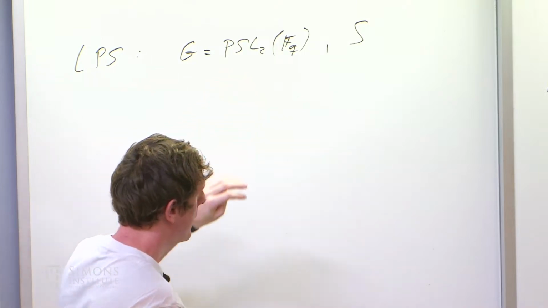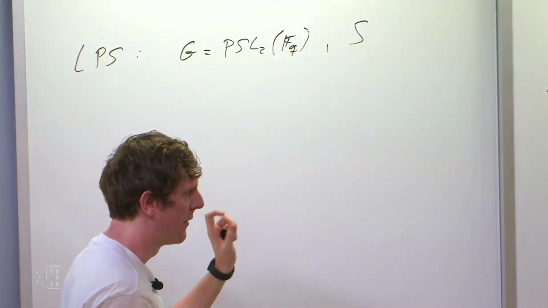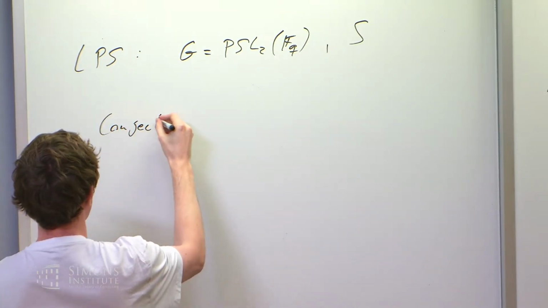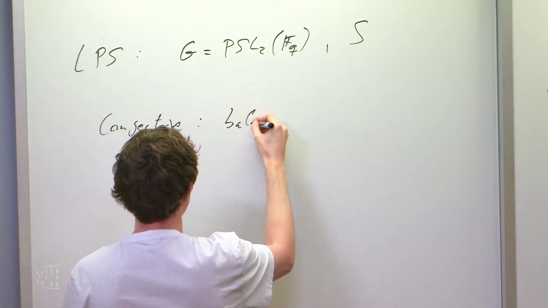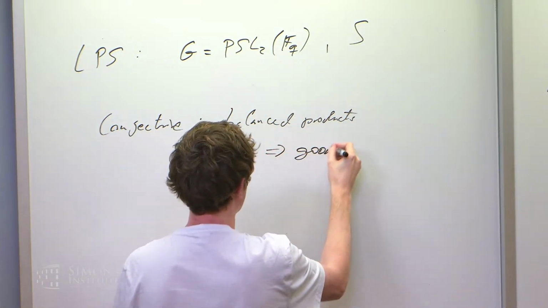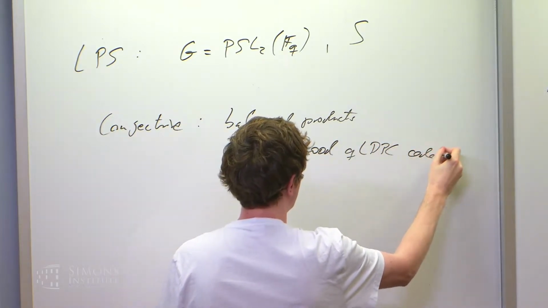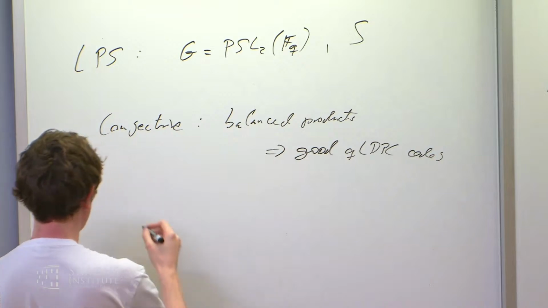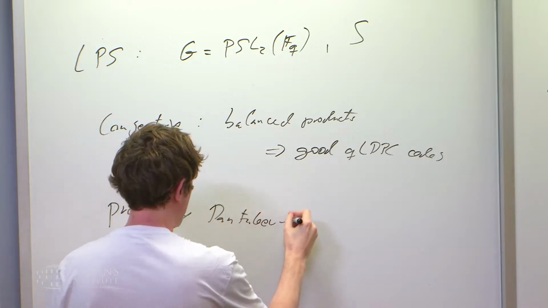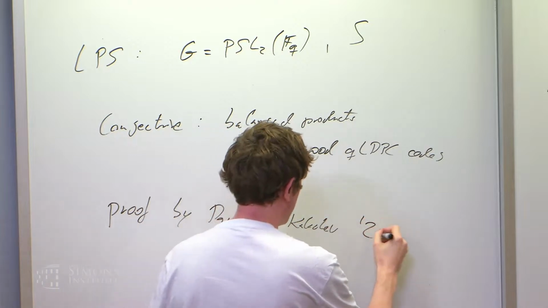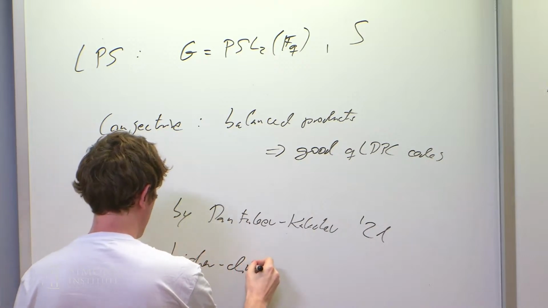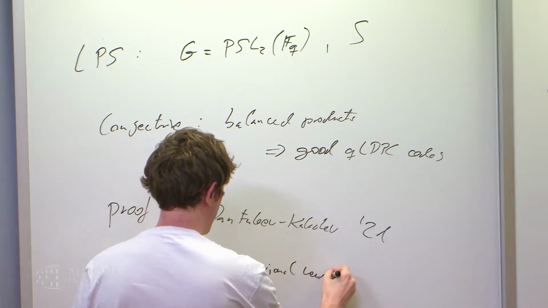Now, knowing this, and knowing that we can take random local codes, which will have large distance, this led Jens and myself to conjecture that balanced products over G lead to good LDPC codes. This was spectacularly proven by Panteleev and Kalachev, who gave an ingenious proof in 21. Essentially what they showed is they use a higher dimensional version of the Sipser-Spielman proof.